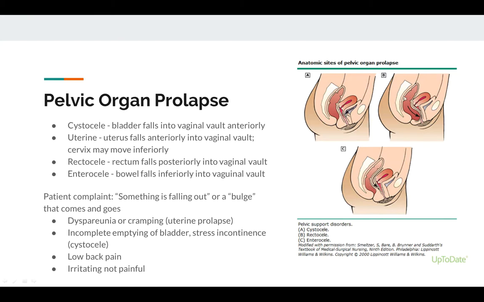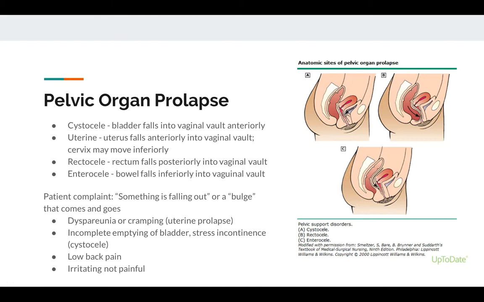And then you can see here in B, this is a rectocele, so part of the rectum has moved forward and is compressing the posterior wall of the vagina. And then in C, it's the upper portion of the bowel moving down here and again compressing the posterior portion of the vagina. The cervix can also move down into the vagina and shorten the vagina.